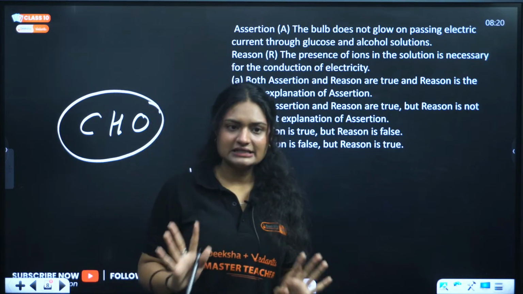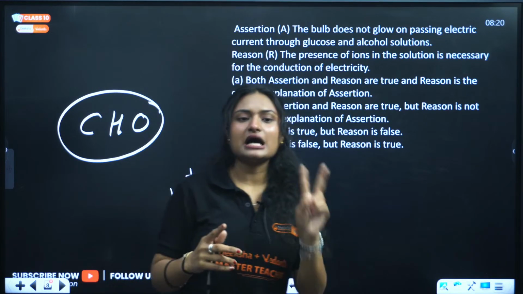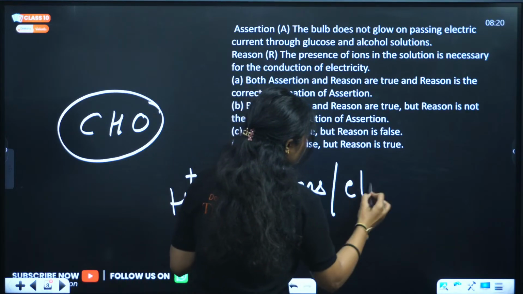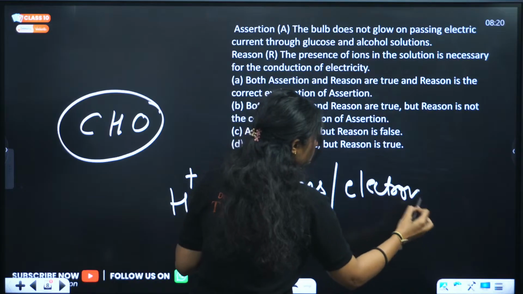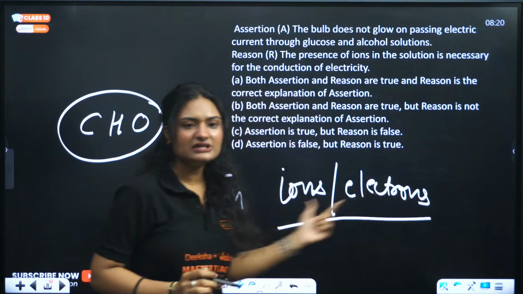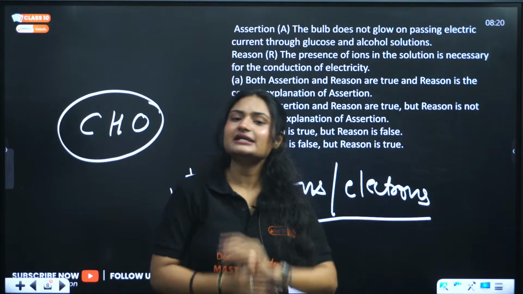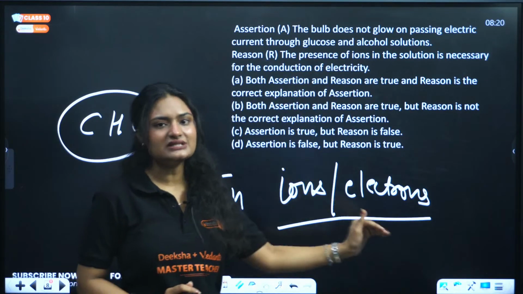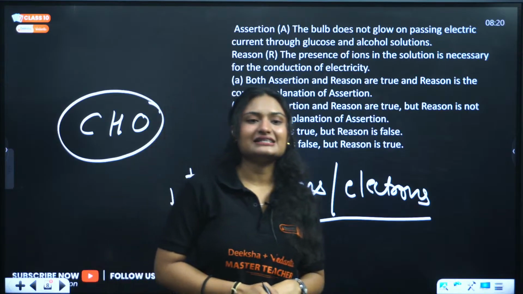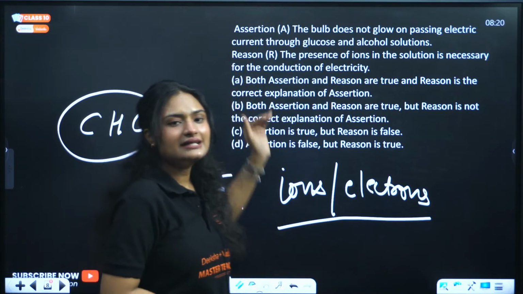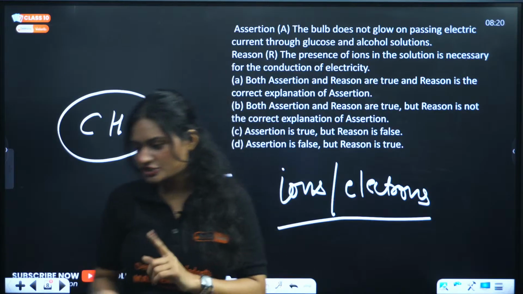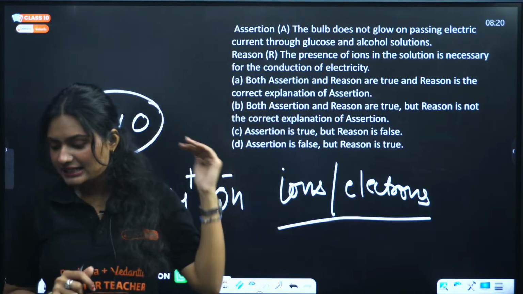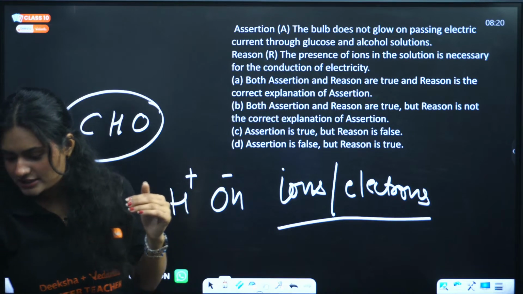I have told you multiple times, electricity conduction happens because of two things: ions or electrons, right? If either one of these things or both are there, electricity conduction will happen. In case of glucose and alcohol, neither of these things is there, and because of that they do not conduct electricity. So the assertion is true, the reason is also true, and the reason is the correct explanation of the assertion.